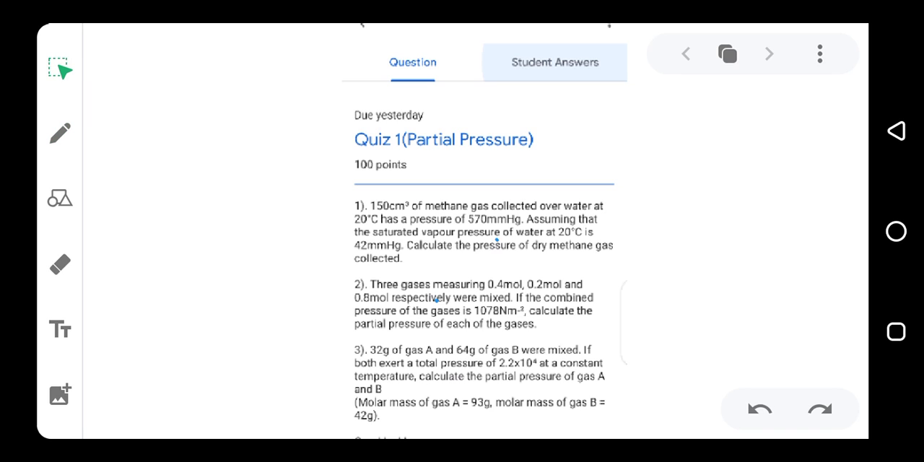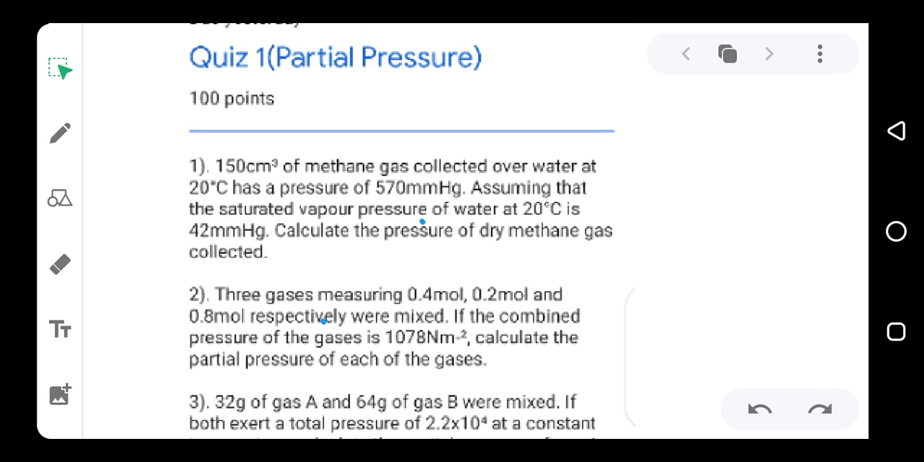This is the quiz, and in question number 1 we have that 150 cm³ of methane gas collected over water at 20 degrees Celsius has a pressure of 570 mm mercury. Assuming that the saturated vapor pressure of water at 20 degrees Celsius is 42 mm mercury, calculate the pressure of dry methane gas.